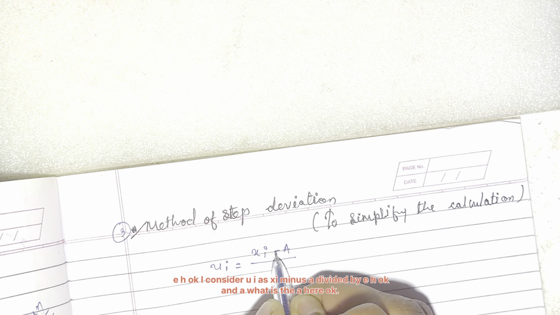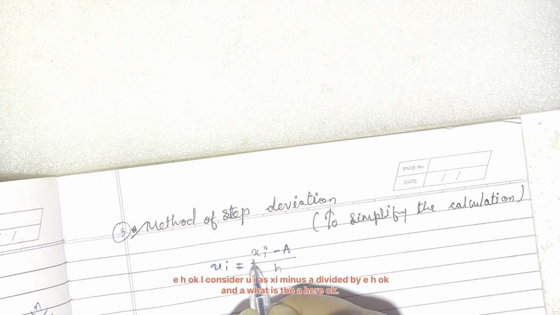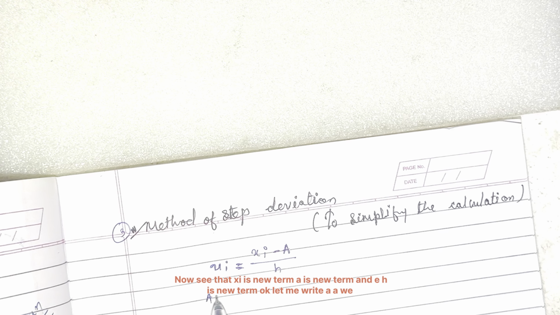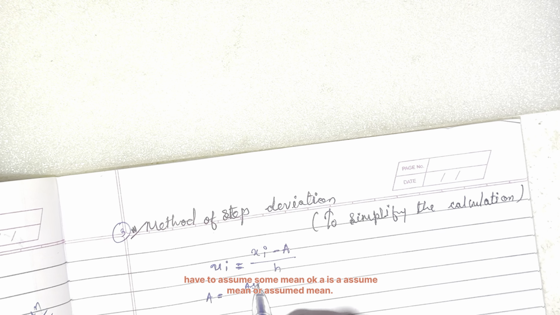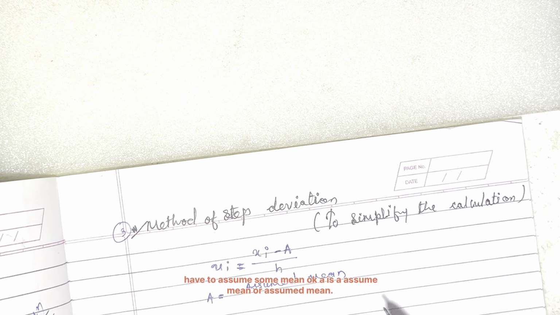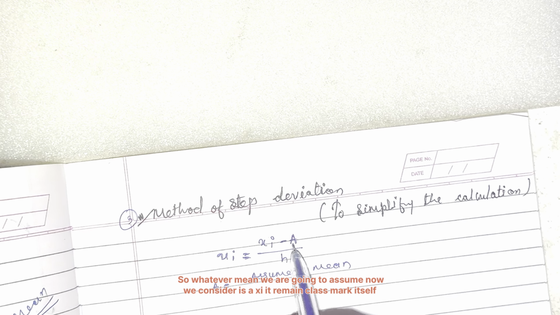I consider Ui as Xi minus A divided by H. And what is the A here? Now see that Xi is a term, A is a new term, and H is a new term. Let me write A. We have to assume some mean. A is assumed mean. So whatever mean we are going to assume, we consider is A.